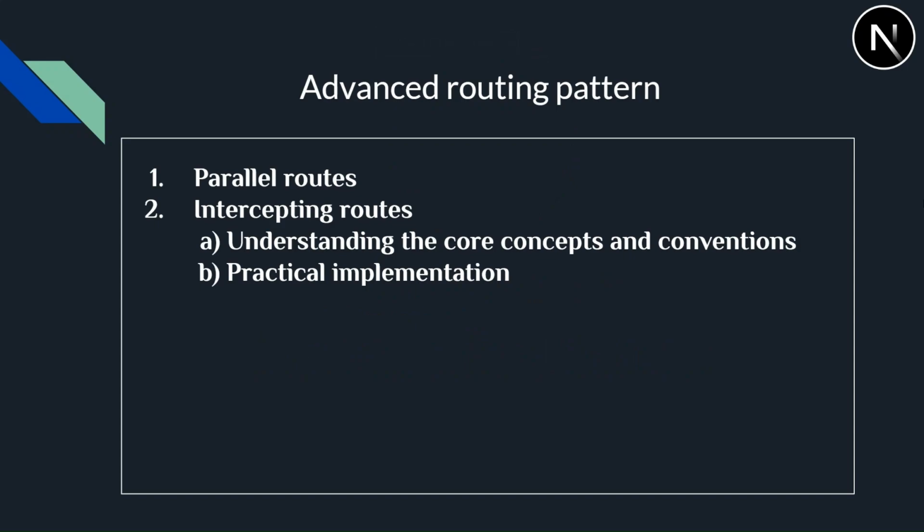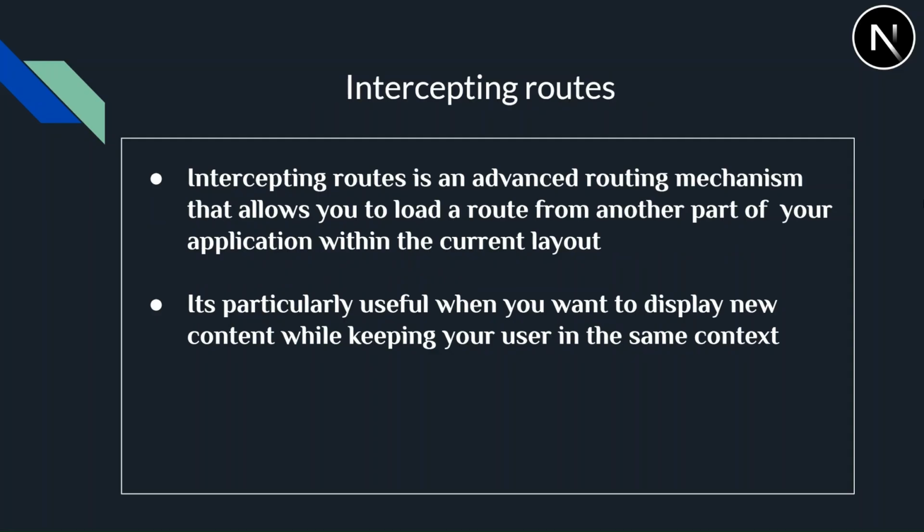So, what is an intercepting route? In today's video, we are understanding the core concept and conventions, and then we will also do a practical example implementation so that you can easily understand how intercepting routes work in a Next.js application. An intercepting route is an advanced routing mechanism that allows you to load a route from another part of your application within the current layout.